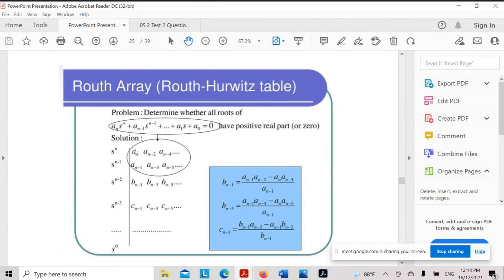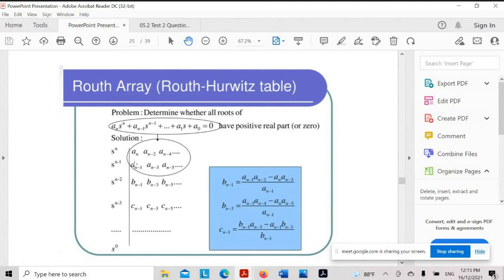So now we have A_n, meaning the coefficient of the highest power S^n, and then the second one is A_(n-2), and also A_(n-4). This means the even positions: the highest order, minus 2, so A_n, A_(n-2), A_(n-4), and so on. The second row is the odd ones.